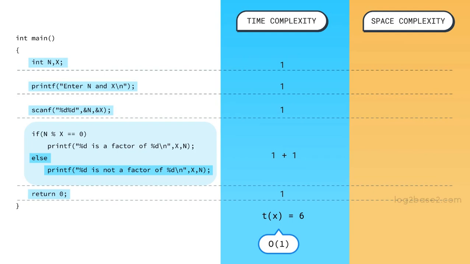Now what about the space complexity? Here we have variables n and x requiring memory. So it takes 2 units totally. And other than that, there is nothing that requires memory space here. So S of x is equal to 2, which is a constant memory space. So the space complexity of this algorithm is order of 1.